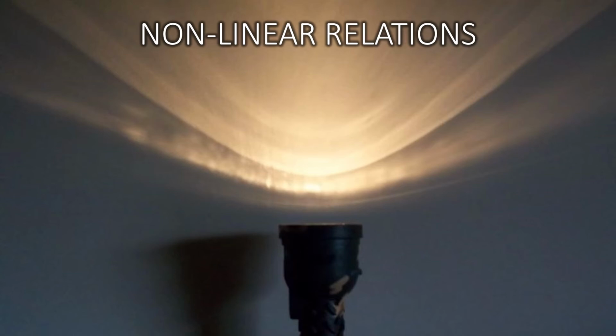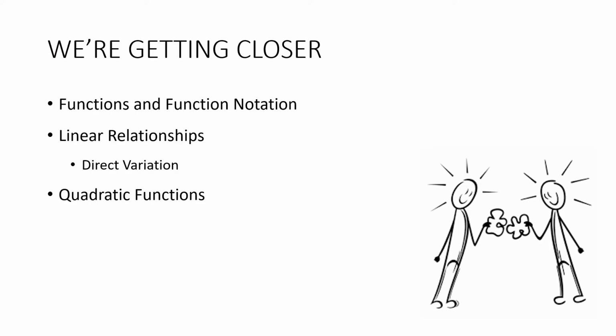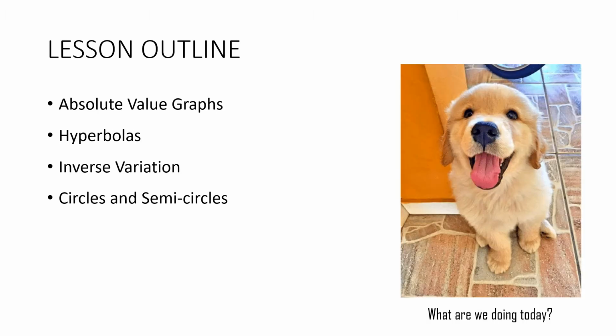Hi Year 11, this is our fifth lesson for the topic of functions. In this lesson we're going to look at non-linear relations. So we are getting closer to finishing this topic off. It has been a long topic. So far we've covered functions and function notation, linear relationships including direct variation, and quadratic functions. And in this lesson we're going to look at absolute value graphs, hyperbolas, inverse variation, and circles and semicircles.